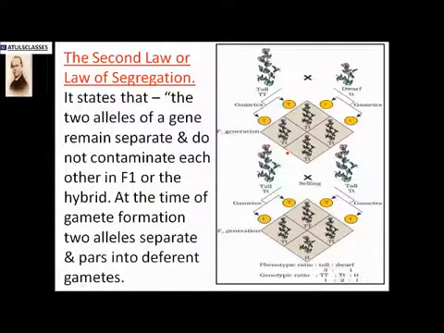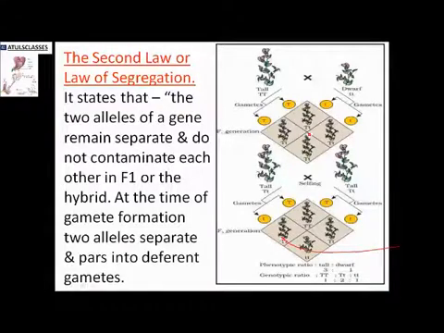The second law states that the two alleles of a gene remain separate and do not contaminate each other in the F1 generation. Okay, this is the F1 generation. So this is 1, this is 1. So they do not contaminate. Contaminate means they do not show a different type of character. Either one is expressed or the second one. So here only one is expressing, that is capital T, and that's why the plants are tall.